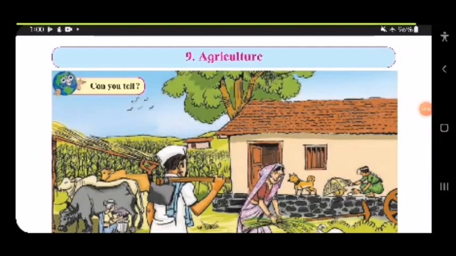So today we will begin with the next topic in geography. The name of our lesson is agriculture. Now we all know that agriculture is mostly practiced in India in the villages. In the village areas mostly people do the work of agriculture, where they grow different kinds of crops. So now let's move further with the chapter.